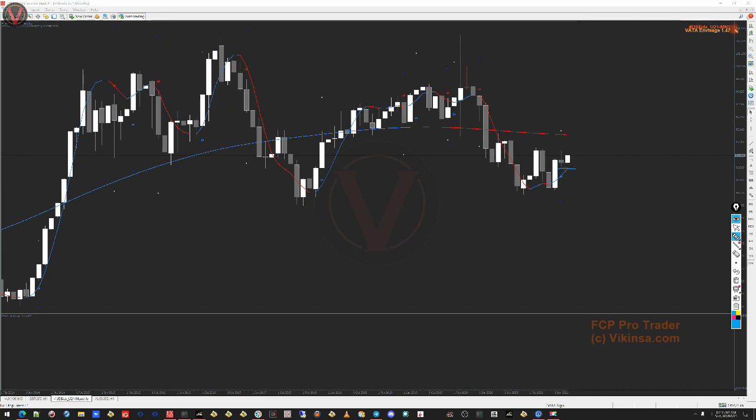But remember, this is monthly time frame, so that can still happen. However, if you just pay attention to what Vata is telling you, the Vata is telling you that the market is bullish because this is blue, and there was a signal, and the market is expected to go higher, and we have this profit target set right there.